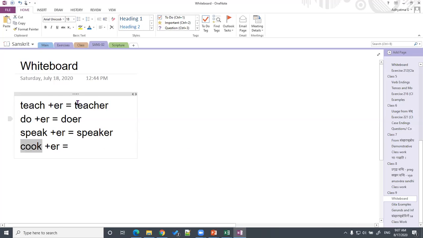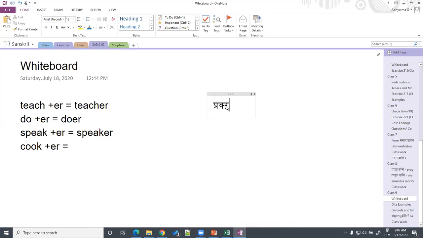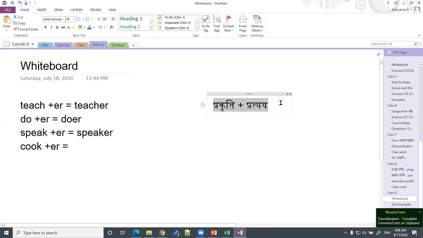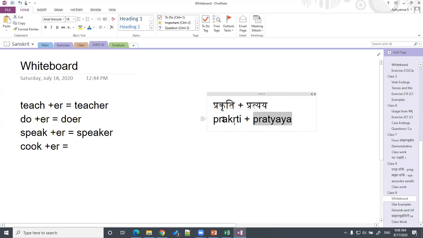In Sanskrit, a similar kind of concept is there, where you can make nouns from the verbs. They can work both as noun and adjective, and they can be formed from the verb. This concept is called in Sanskrit Prakriti plus Pratyaya. Prakriti is the base word and Pratyaya is the suffix. So all the words in Sanskrit are made upon this concept.